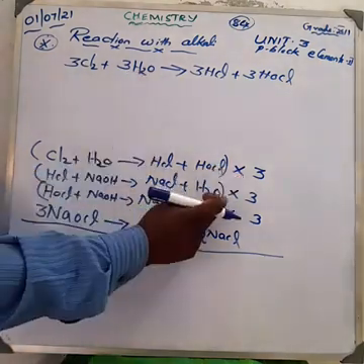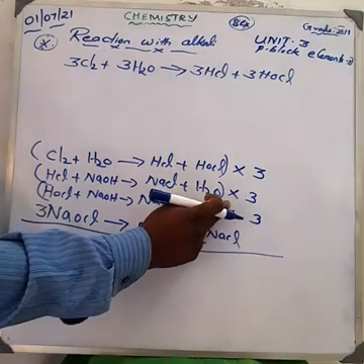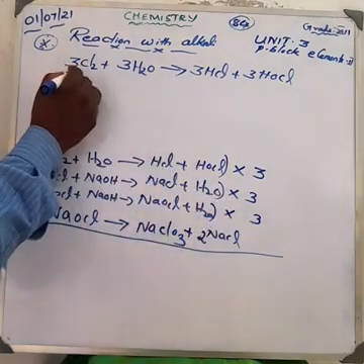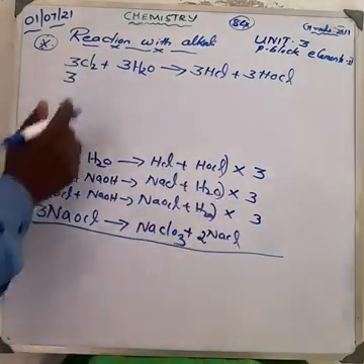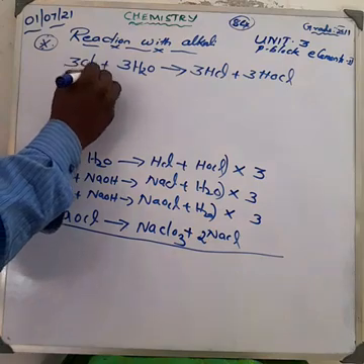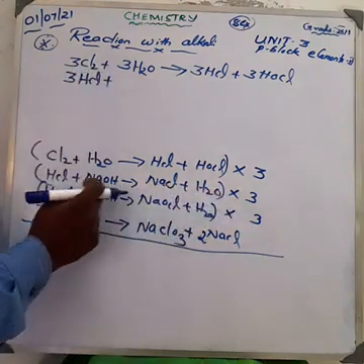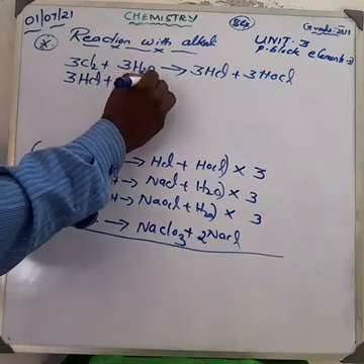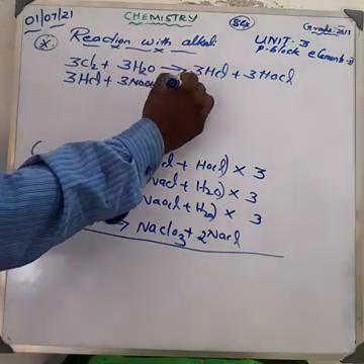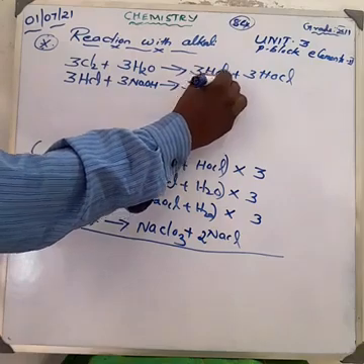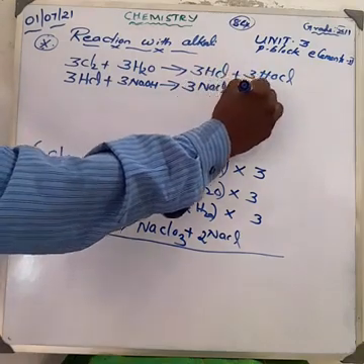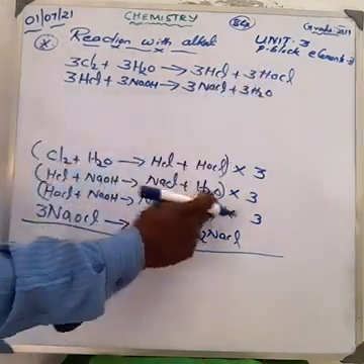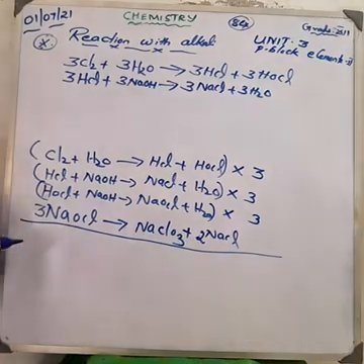How to multiply the second equation by 3? We have hydrochloric acid multiplied by 3, which means 3HCl plus 3NaOH gives 3NaCl plus H2O. The second reaction is over.